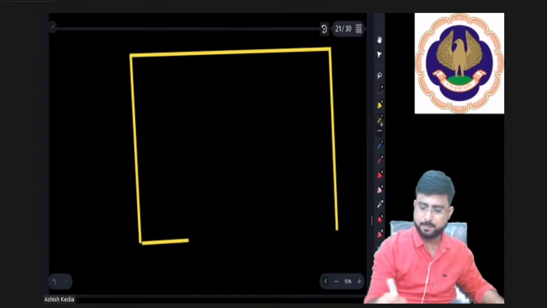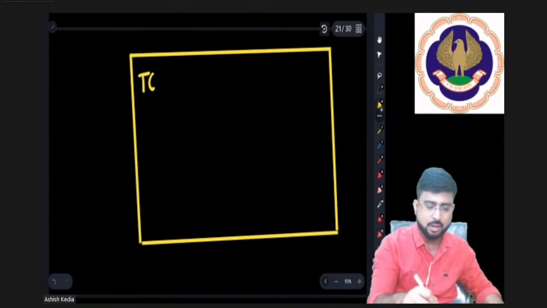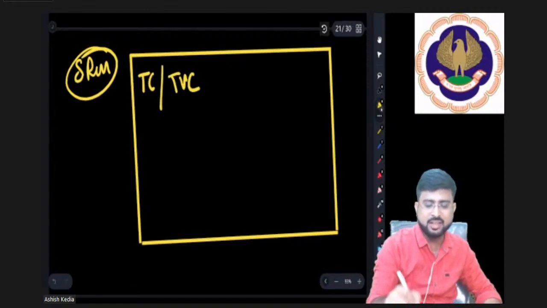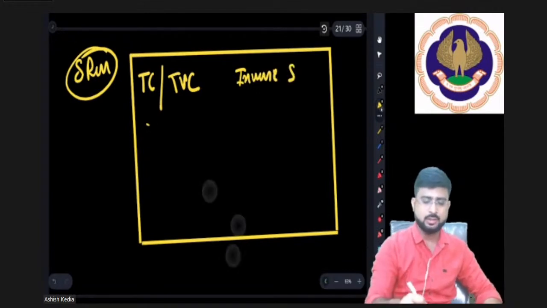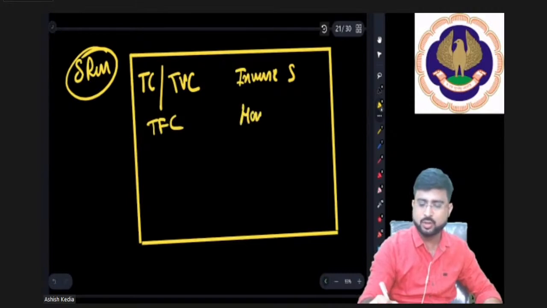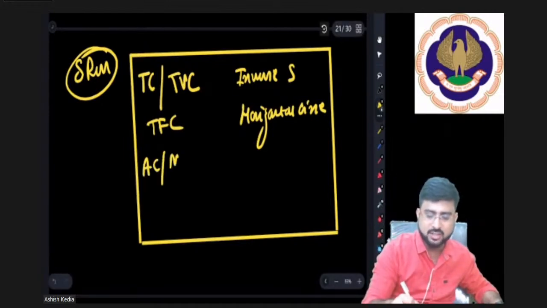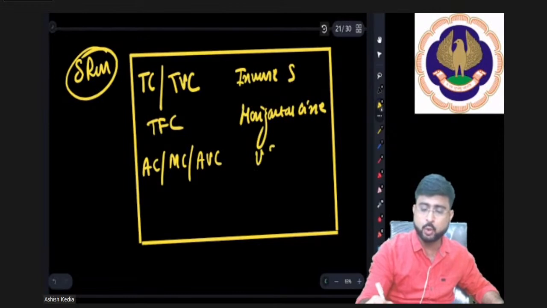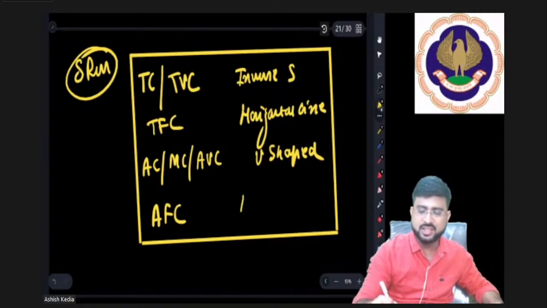Let's revise the shape. My lovely friends, the shape of TC, we are talking about short run only, okay? So don't bother about long run. The shape of TC and TVC is inverse S. The shape of TFC is a horizontal line. The shape of average cost, marginal cost, and average variable cost is U-shaped due to law of variable proportion. And finally, the shape of average fixed cost is rectangular hyperbola.